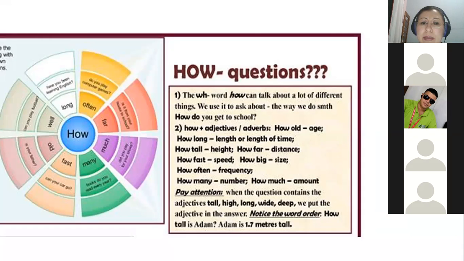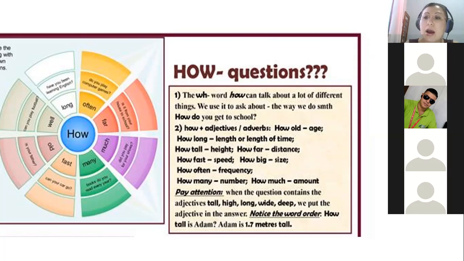We use it to ask about the way we do something. How do you get to school? ¿Cómo llegas a la escuela? The structure is how plus adjective or adverb. How old? To ask about the age. How long? To ask about the length or length of time. How tall? Height. How far? Distance. Cuando decimos how tall, estamos hablando qué tan alto, ¿verdad?